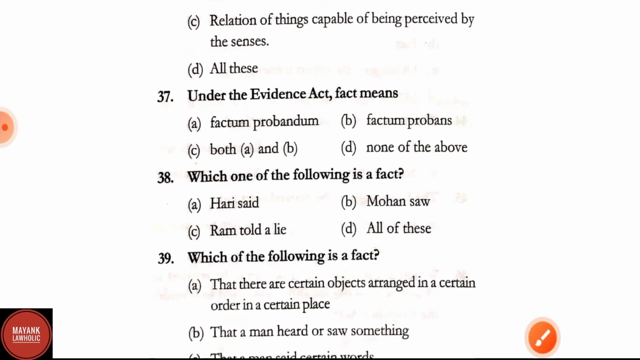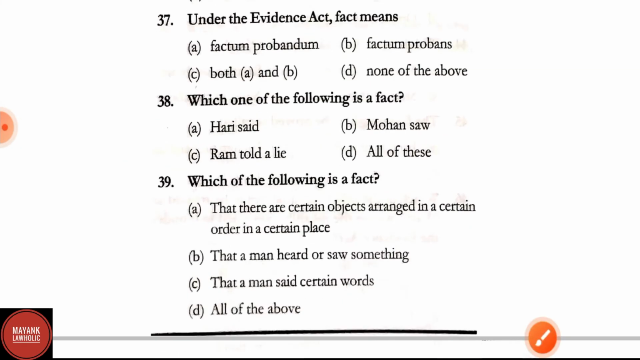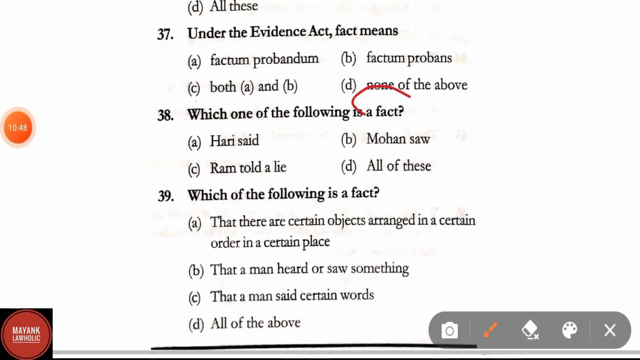Question number 37. Under Indian Evidence Act, fact means option A, factum probandum, option B, factum probans, option C both A and B, and option D none of the above. Here correct answer is option C, that is both A and B, factum probandum and factum probans. Question number 38. Which one of the following is a fact? Hari said, Mohan saw, Ram told a lie. All of these. Correct answer is option D, all of these.